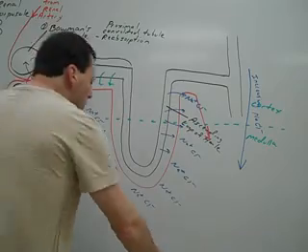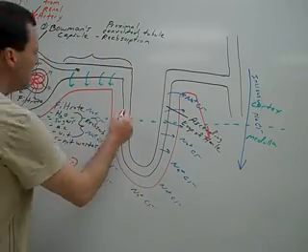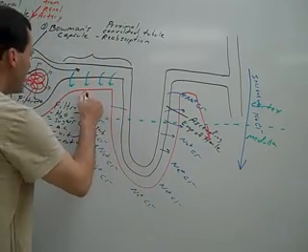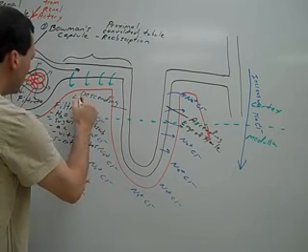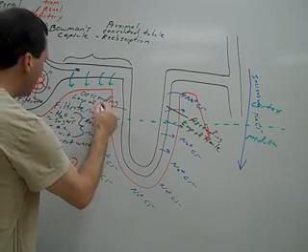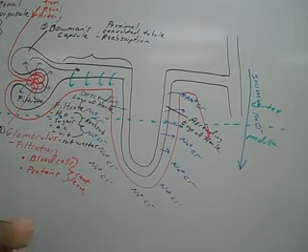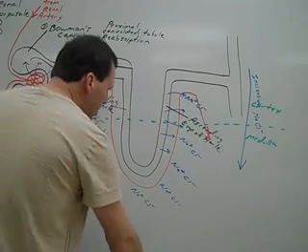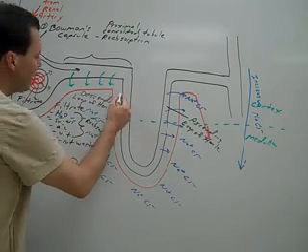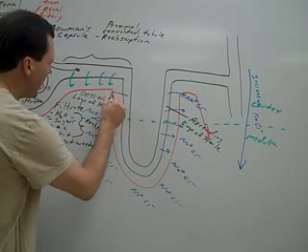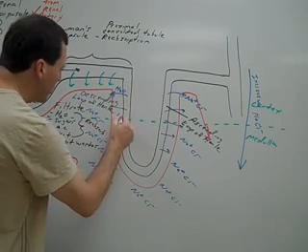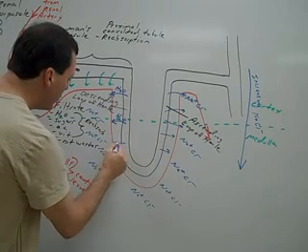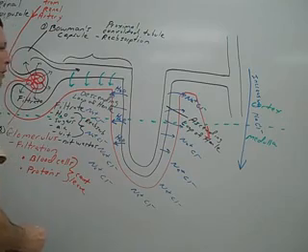Now let's go back over to the descending loop. I'm going to label that. This is going to be the descending loop of Henle, and its job is going to be to reabsorb water. So I'm going to show water coming out here, H2O. We're going to have a lot of arrows here: water, water, water's coming out.